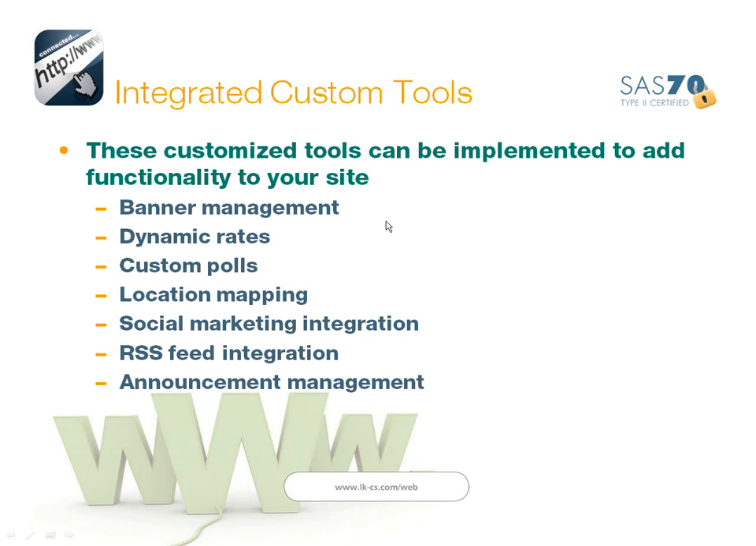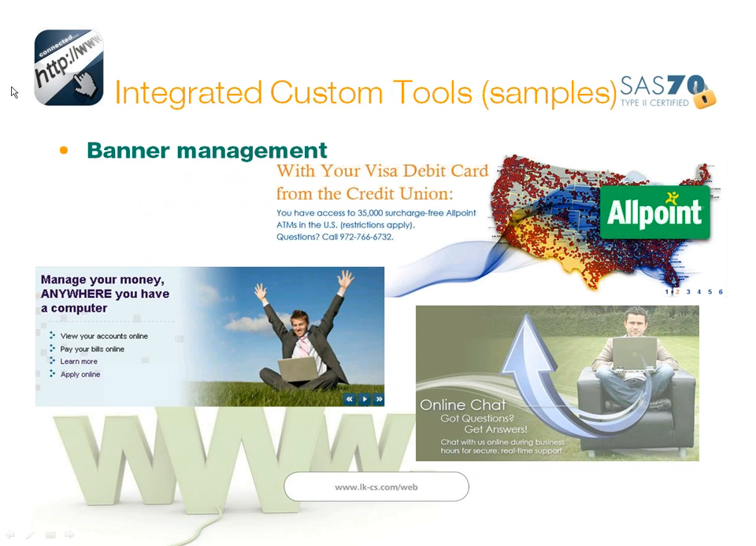Okay, next we're going to talk about some of those integrated custom tools. Some of these are components of things like I mentioned in the CMS, and others are custom created tools that have their own control panels to log in and edit. We're going to touch base on banner ad management, dynamic rates, custom polls, location mapping, or working with Google, like Google Maps, for instance, for location mapping, social marketing integration samples, RSS feed integration, and then announcement management. First, we'll focus on banner ad management.